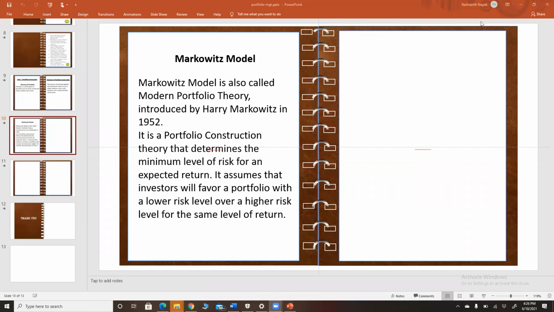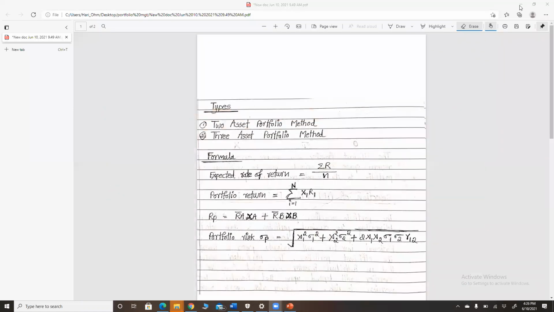Hello everyone. In this session, we are going to work out the first problem on the Markowitz model. Let's begin. In the Markowitz model, there are two methods. First one, the two asset portfolio method. Another one, the three asset portfolio method. In this session, we are going to calculate the two asset portfolio method problem.